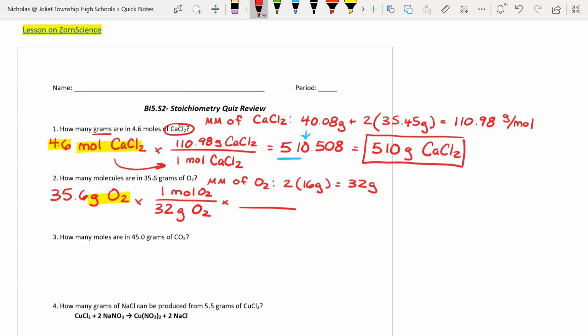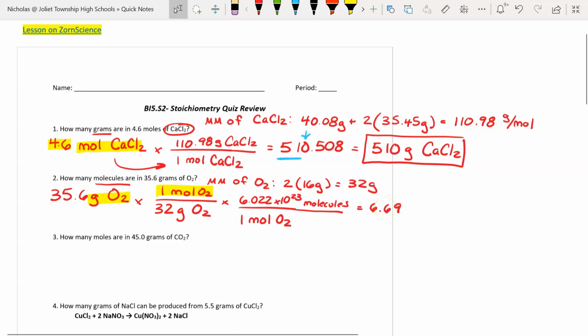Now, the question did ask us for molecules, so we're going to need another conversion to go from moles to molecules. So I want you to notice here that moles are in the numerator, so we're going to need moles of oxygen in the denominator of our next conversion. So for every 1 mole of oxygen, we have 6.022 times 10 to the 23rd molecules. And that will give us 6.69725 times 10 to the 23rd.